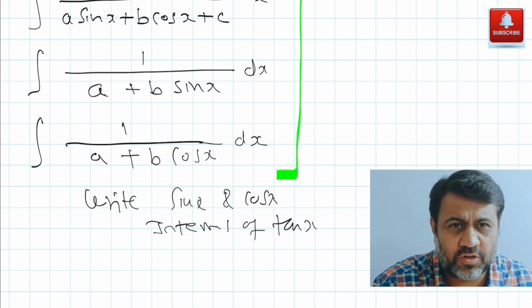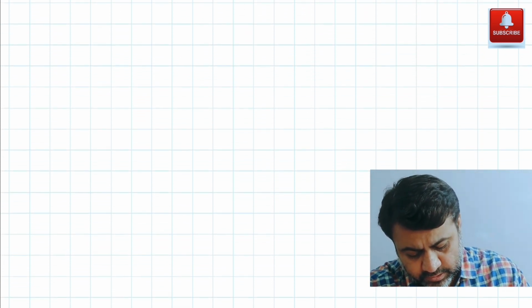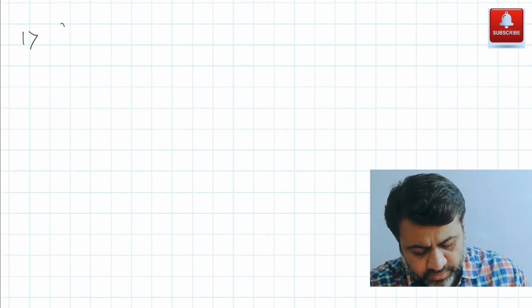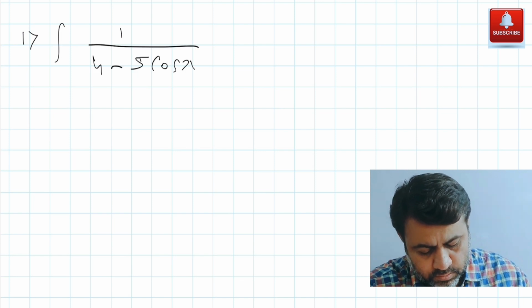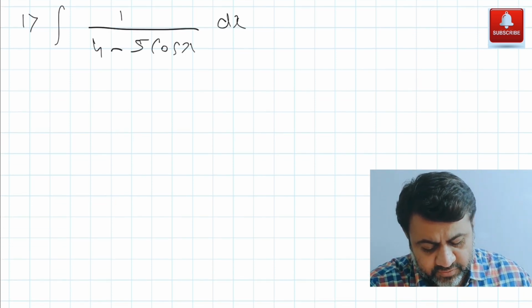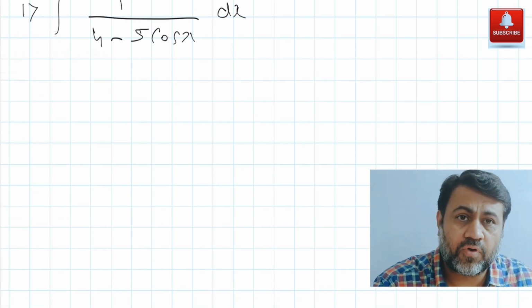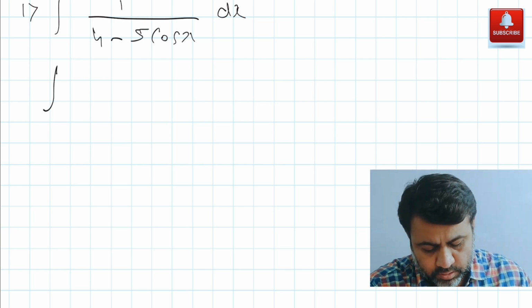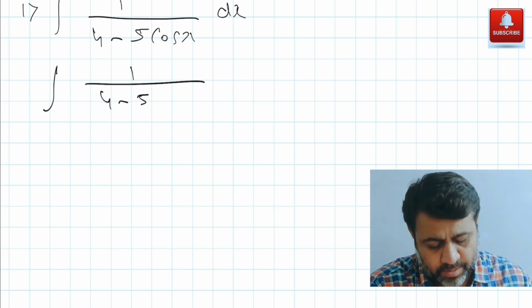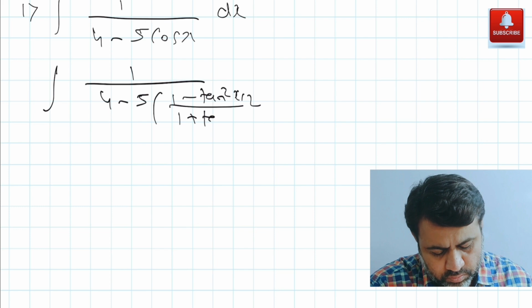Let's solve some questions on this. You'll have a better idea. So my first question here is integration of 1 by 4 minus 5 cos x. So what we'll do here, as we discussed, the first step will be substituting the value of cos in terms of tan. So I get here cos x, I am writing as 1 minus tan square x by 2 upon 1 plus tan square x by 2.